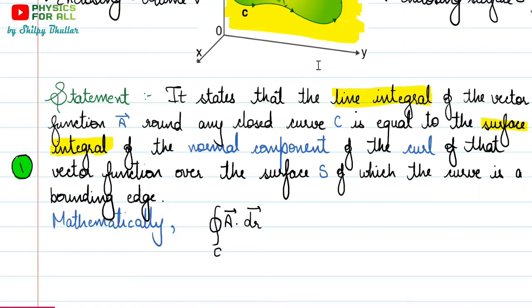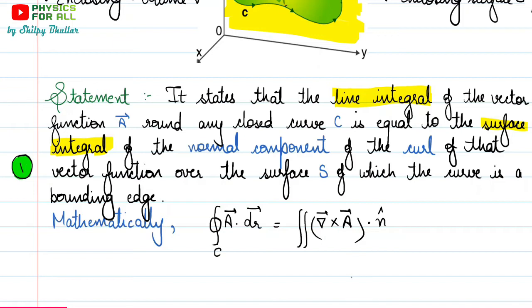Now that is equal to the surface integral. First put the equal sign, and then that is equal to the surface integral, so double integrals of the normal component of the curl of the vector function. So the normal component of the curl. How do we write curl? That is del cross A, and it's saying normal component of the curl, so that means we have to take the dot product with respect to the normal component.